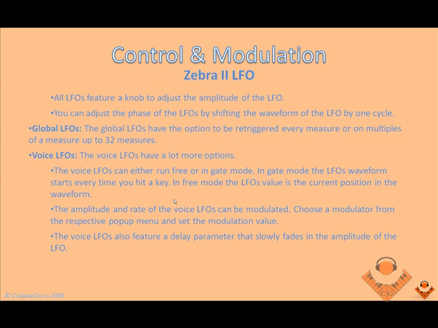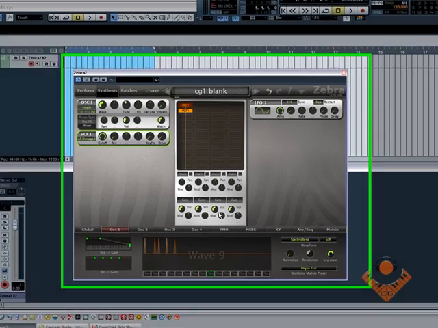The amplitude and rate of the voice LFOs can be modulated. Choose a modulator from the respective pop-up menu, so just doing it the normal way. And the voice LFOs also feature a delay parameter that slowly fades in the amplitude of the LFO. So let's have a look at both of those.